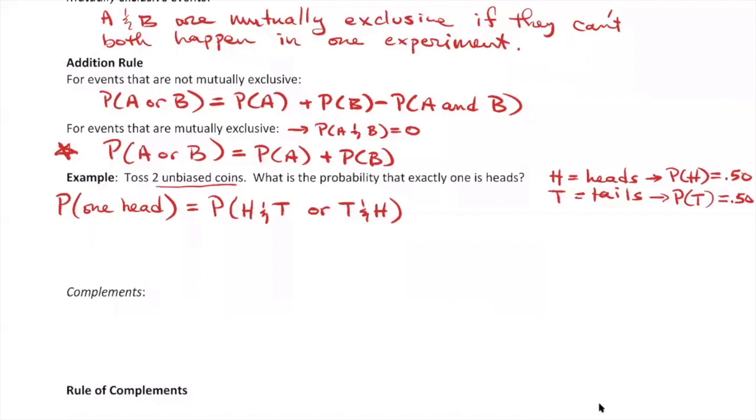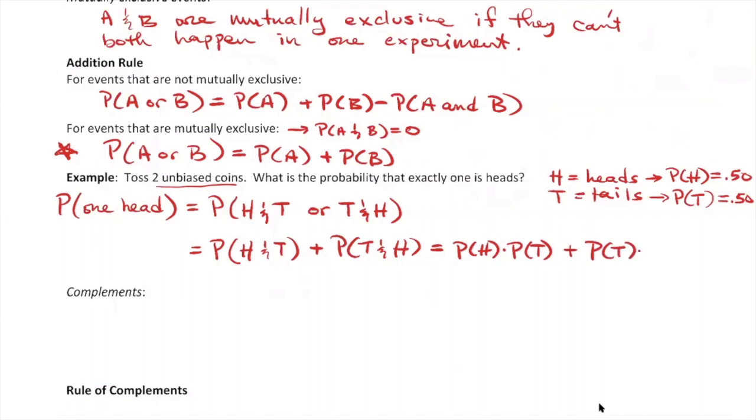Now, by the way, these are mutually exclusive. You can't have both of these happening. Either you get a head and a tail, or a tail and a head. Either one will work, so there's the or, and then you do the addition rule. You could get a head and a tail, or means add, so plus the probability of a tail and a head. And then and means multiply, so this will be the probability of a head times the probability of a tail, plus the probability of a tail times the probability of a head.